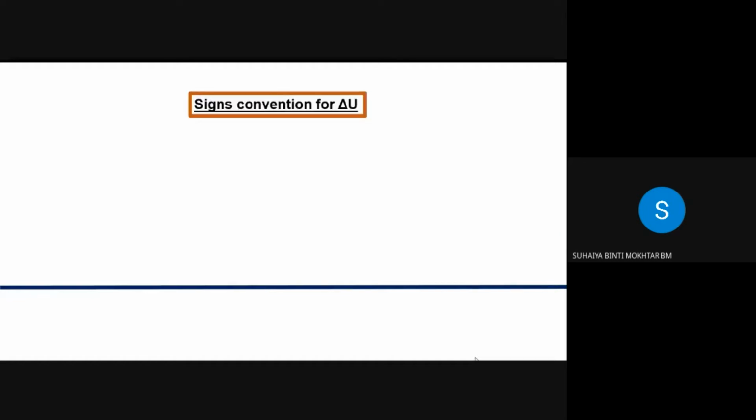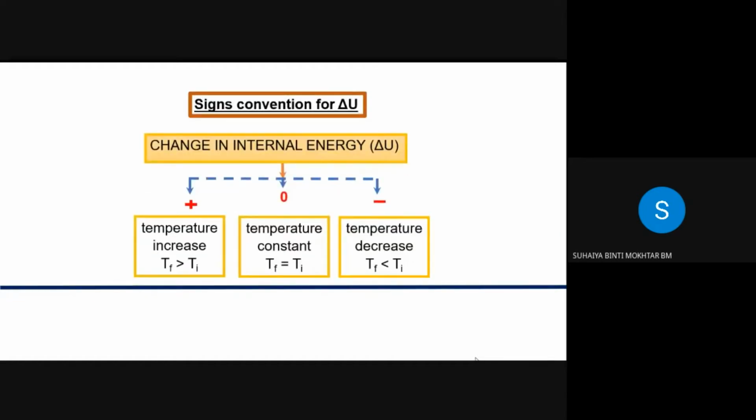Now the sign for delta U. It may be positive, negative, or 0. Positive delta U is the case where the temperature increases, right? T final is greater than T initial. Negative delta U is the case where the temperature decreases, meaning the initial temperature is greater than the final temperature. For the case where the temperature is constant, delta U equals 0. Constant temperature means that the final temperature equals the initial temperature.